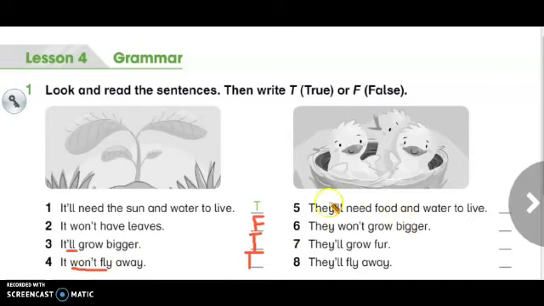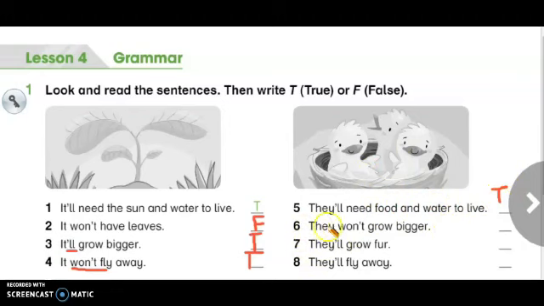Now move to the sentences about baby birds. Here we have baby birds, and we have sentences from 5 to 8, and we have to answer them according to the baby birds. Number 5. They'll need food and water to live. Yes, baby birds will need food and water to live. So this is true. Here we have to write true.